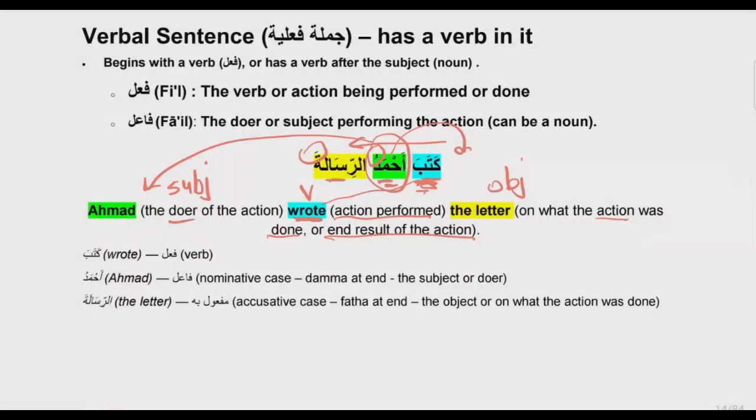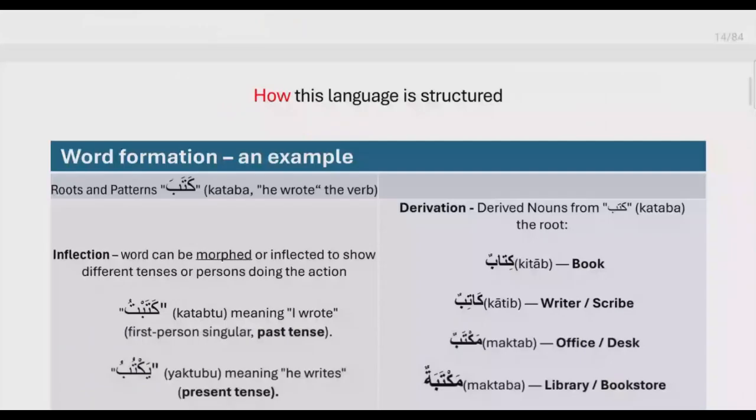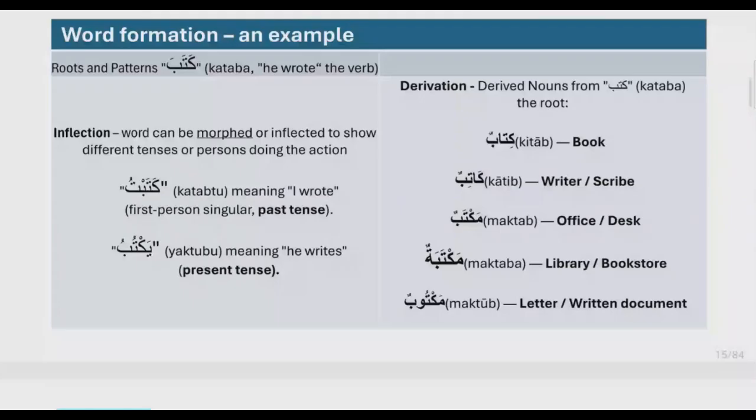Verbs have mood and tense, which is unique to verbs, whereas nouns have other features, and verbs also have other distinct features. Okay, so that's a simple example of how we use nominative and accusative case. Then we talked about how Arabic is based on a system of roots and then patterns.